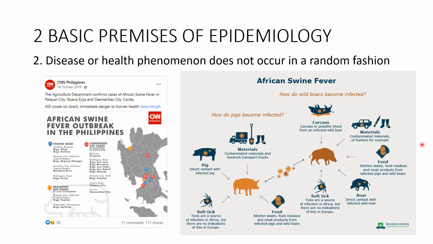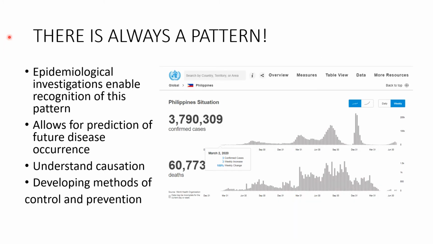So if you can see, ibanggaan nyo itong second premise na ito together with the epidemiologic triad, you can clearly see that disease occurrences, infectious or otherwise, does not occur in just random fashion. Hindi lang yan siya nangyari kasi andyan siya. So there is always a reason and there is always a pattern.